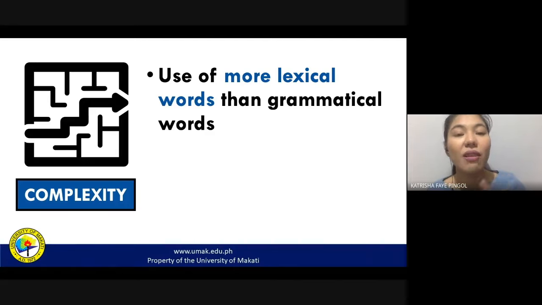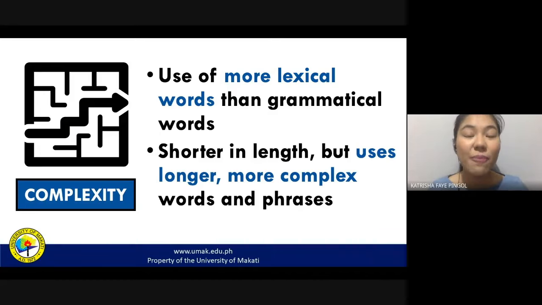Whereas when we say grammatical words, we refer to the function of the words that have been used. Meaning when we use grammatical words, these words that we use provide a function. Whereas when we use lexical words, there is meaning, there is content behind that particular use of words. Now, when we say complexity, sentences actually become shorter in length, okay? However, you would notice that you tend to use longer and more complex words and phrases.